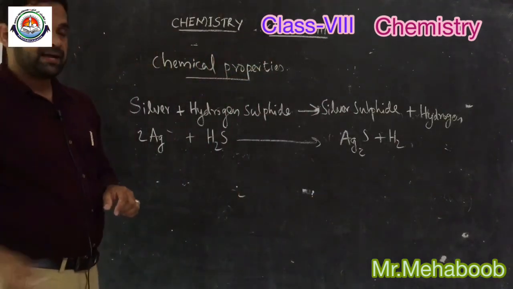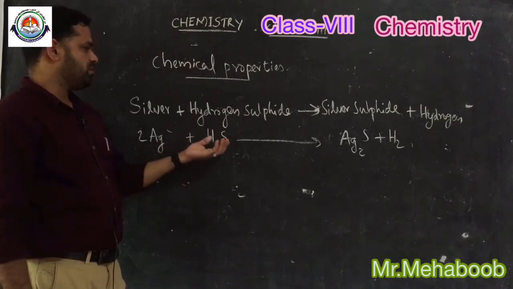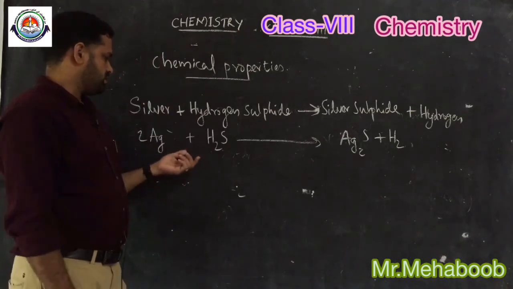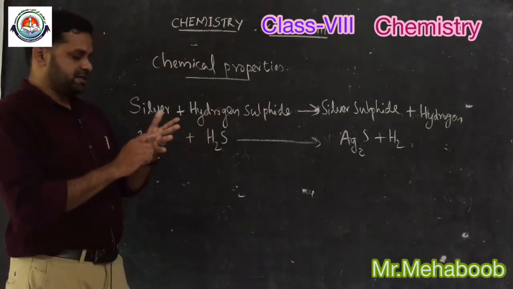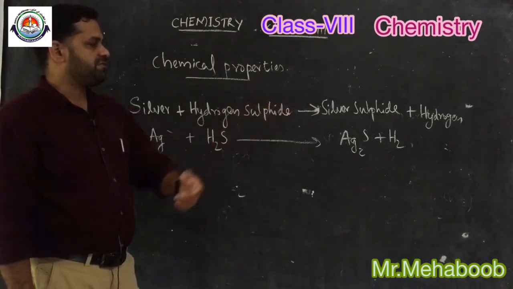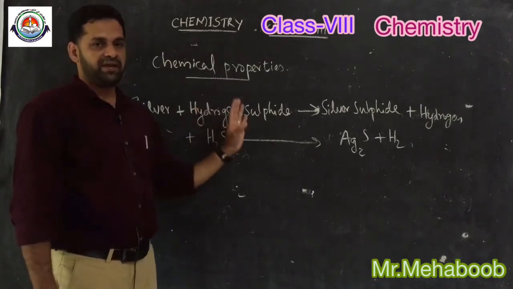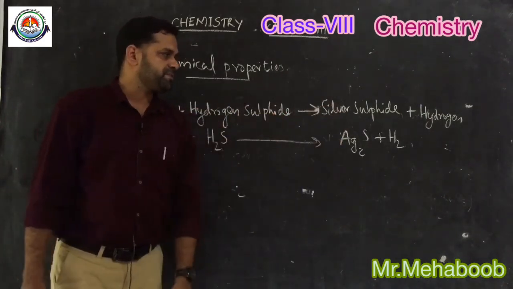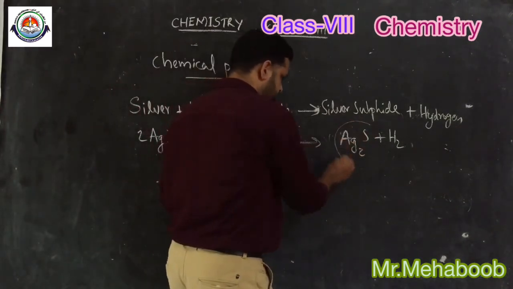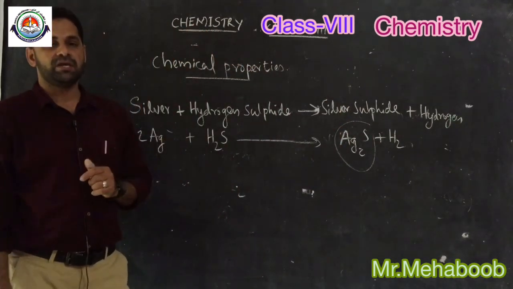So, the black coating on silver materials or silver ornaments is due to the formation of silver sulphide. Silver materials get tarnished due to the formation of silver sulphide: when silver is exposed to air, it reacts with the hydrogen sulphide in air and forms silver sulphide plus hydrogen. Because of the silver sulphide, there is a black coating on the surface.